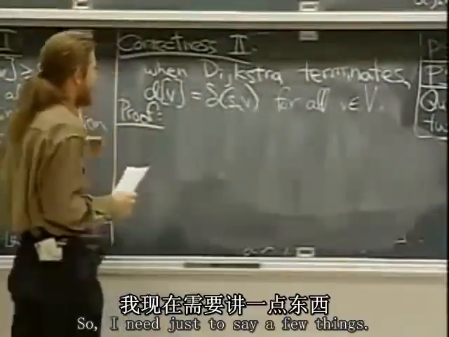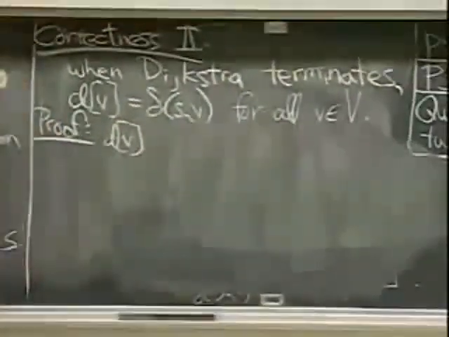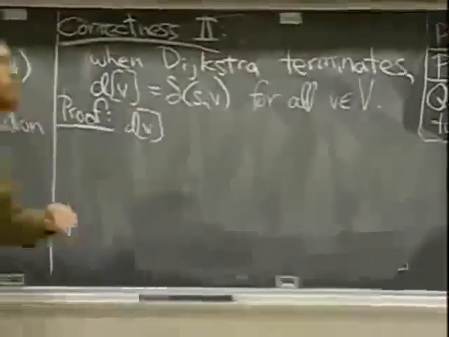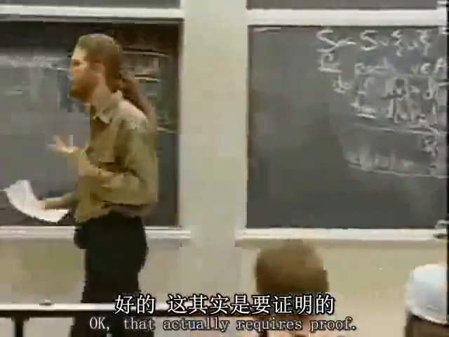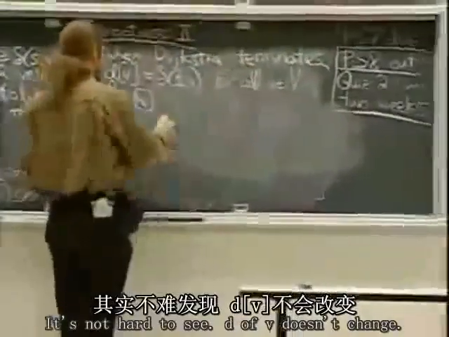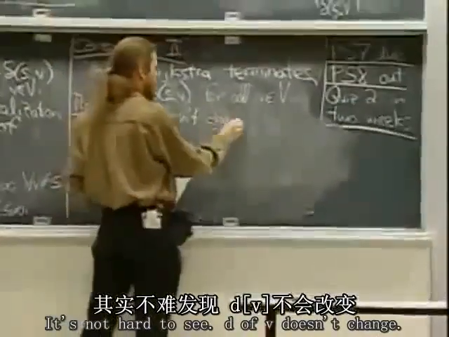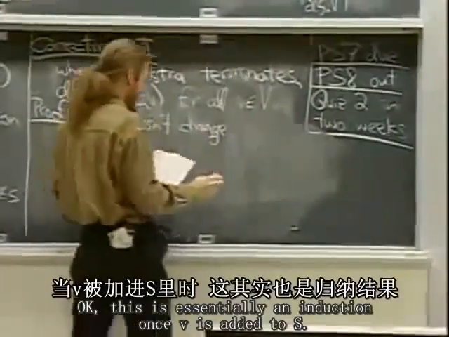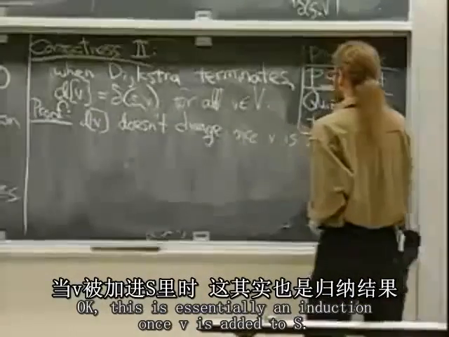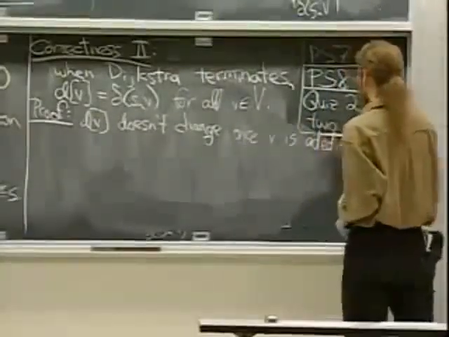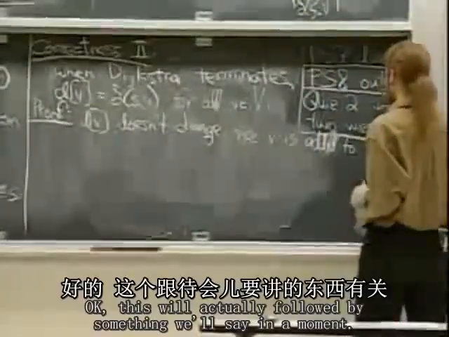So I need just to say a few things. One of the things we've mentioned somewhere along the way is when you add a vertex to S, you never change its weight. That actually requires some proof. I'm just going to state it here. It's not hard to see. D of v doesn't change once v is added to S. This is essentially an induction.